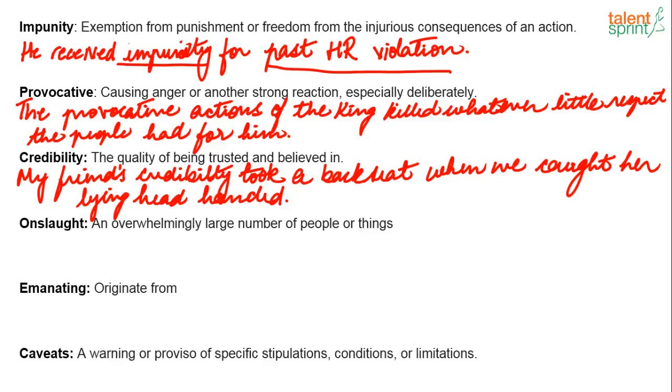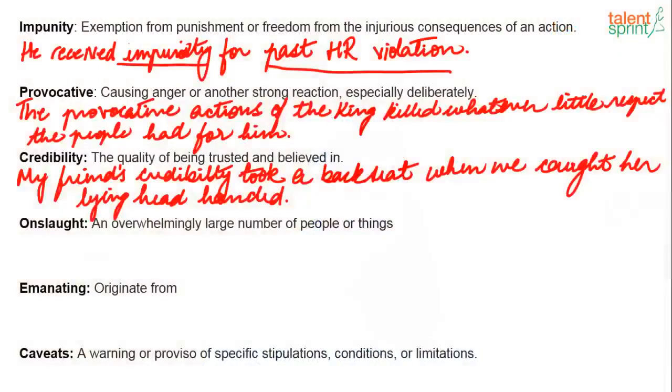So onslaught. What does onslaught mean? An overwhelmingly large number of people or things. Now, if you remember in the passage, we have talked of an onslaught of articles, meaning a large number of articles. So let's go back, guys. Onslaught, an overwhelmingly large number of people or things. So let's look at a sentence where we can explain this.